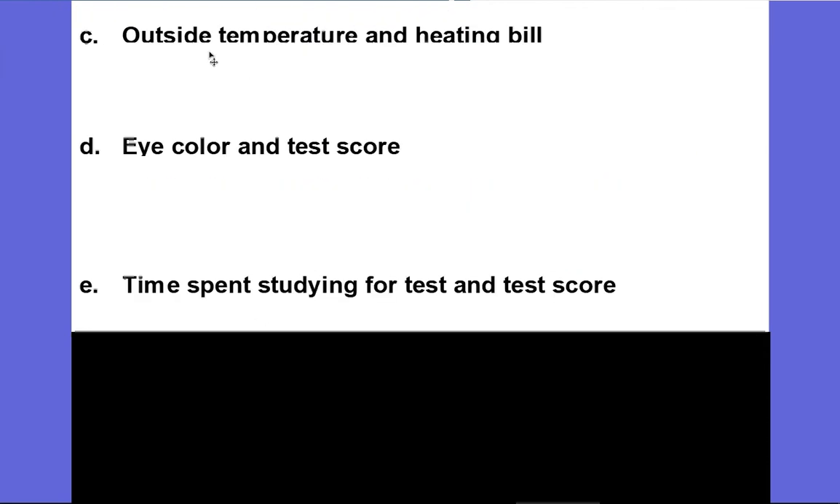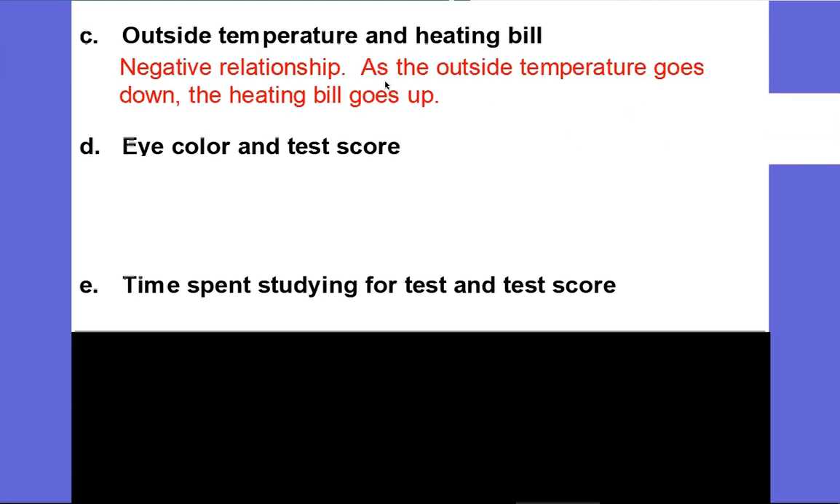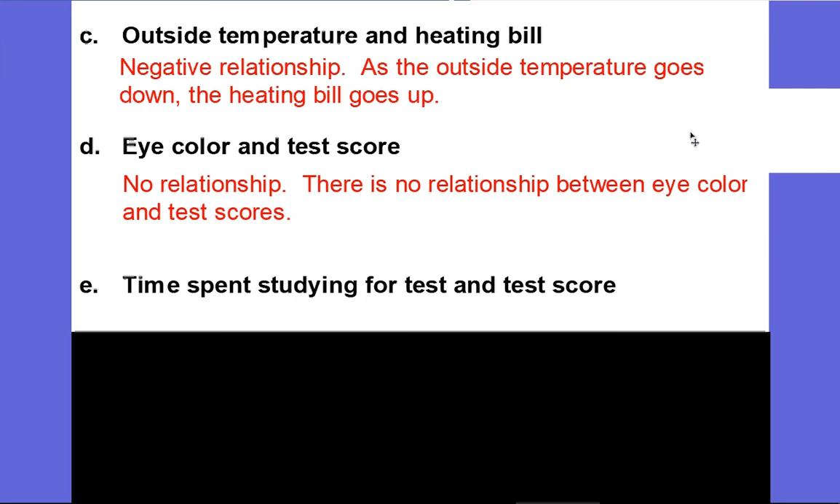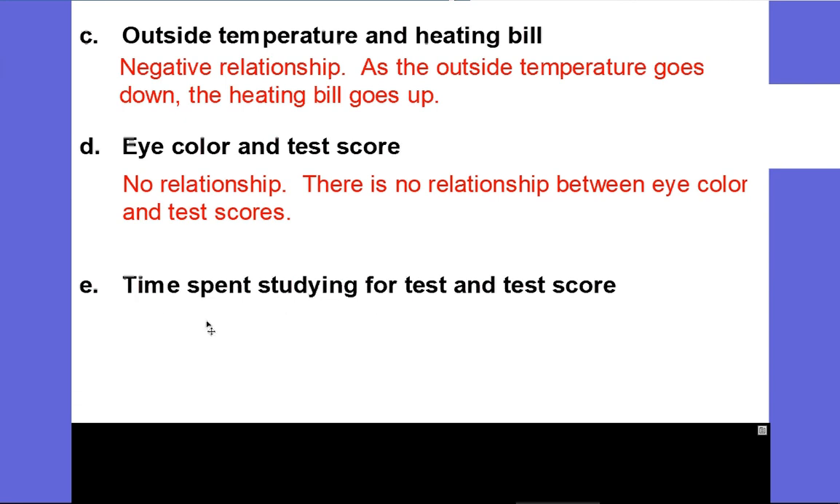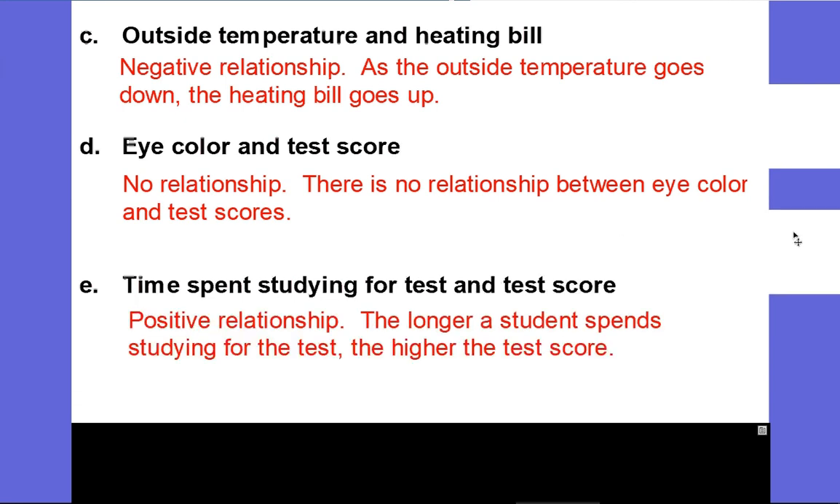All right, a couple other examples. Your outside temperature and heating bill, well, that's going to be a negative relationship. As the outside temperature goes down, the heating bill goes up. Your eye color and test score, well, there's no relationship. If you have brown eyes, blue eyes, yellow eyes, whatever, it's not going to change your test score, unfortunately. And lastly, the time spent studying for a test and a test score, oh, that definitely affects you. So positive relationship: the longer a student spends studying for a test, the higher the test score. Please make sure you're always studying with that.